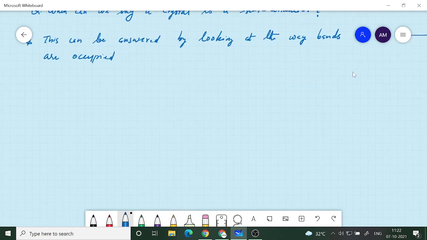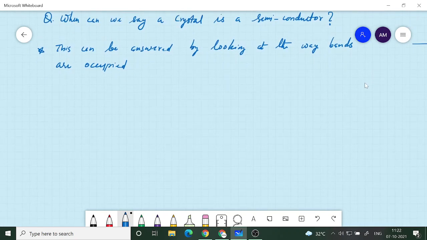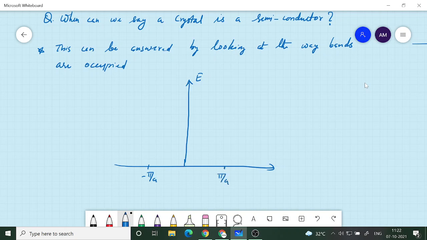For example, let's again draw the band. Without looking at the band structure, you can't say whether it's a semiconductor or a metal or what it is. Okay, so we had various bands like this. This was our first band. Then on top of that we had another band, and then again we had another band. There are gaps in between, and then again we had another band.